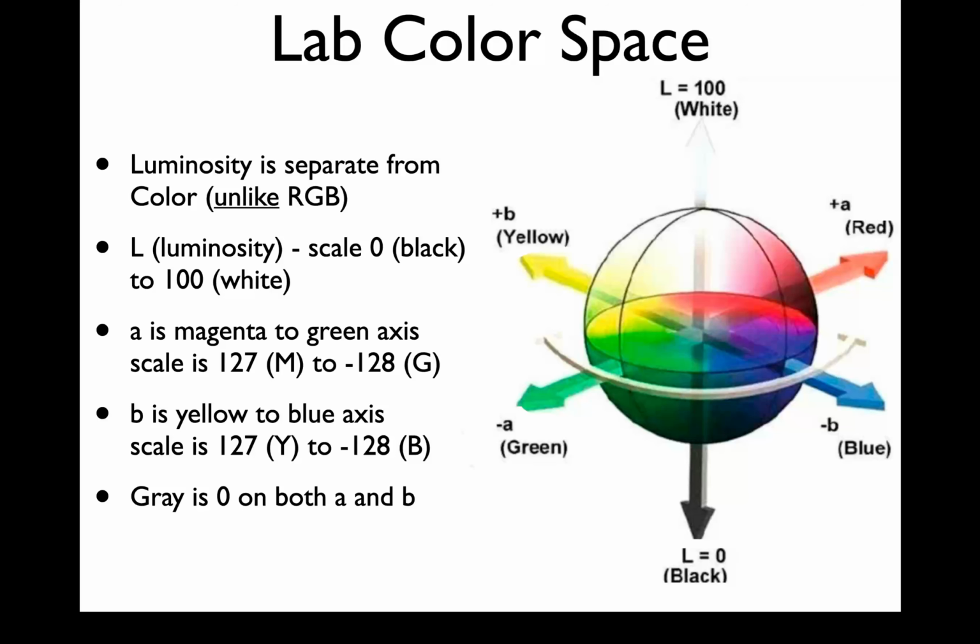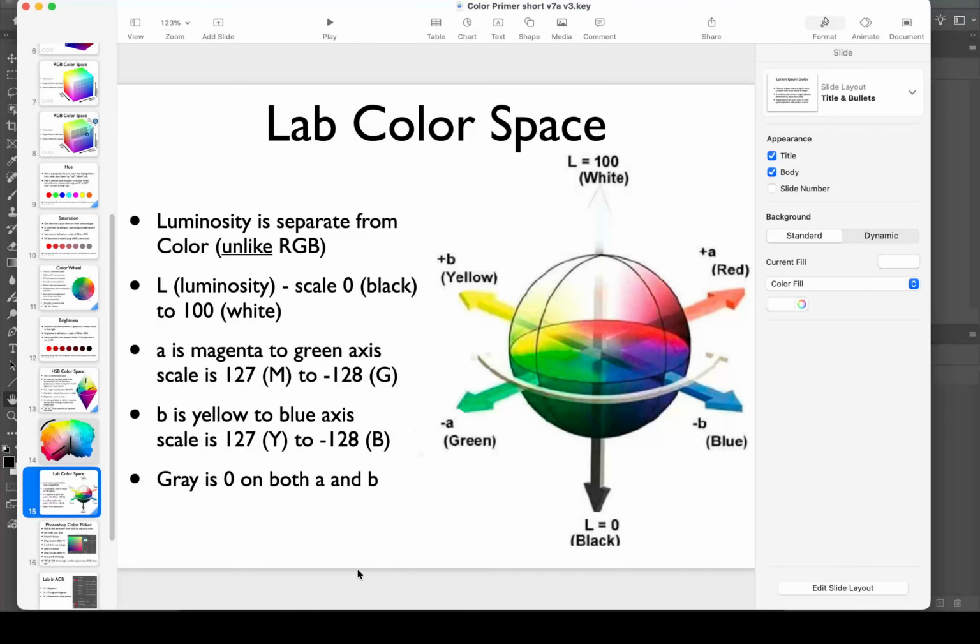So these work on a slightly different scale. What you'll see is that luminosity is the same. Luminosity goes from 0 at the bottom up to 100 at the very top. But the magenta-green axis, which is the A axis, let me jump out of here so I have a cursor. It's this green-magenta axis.